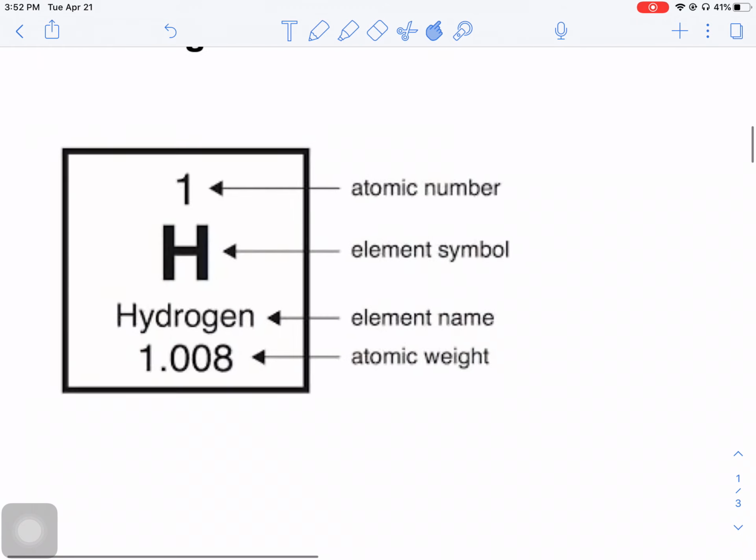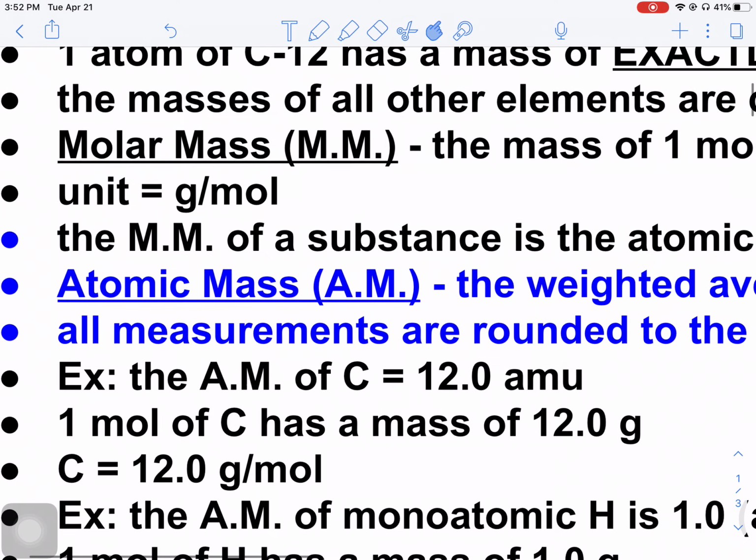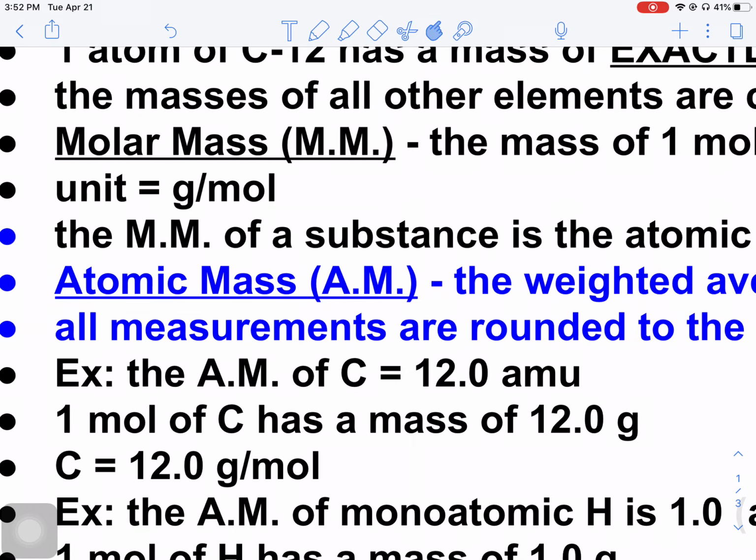And I've given you some examples, like for hydrogen. So the number at the top of the box in this case is going to be the atomic number, and that's your number of protons. Now, the number that we're concerned with is the atomic weight. Now, in chapter 4, we express this in atomic mass units. But in this chapter, we're going to do something a little bit different with it. So let's go back up here and kind of define what is a molar mass.